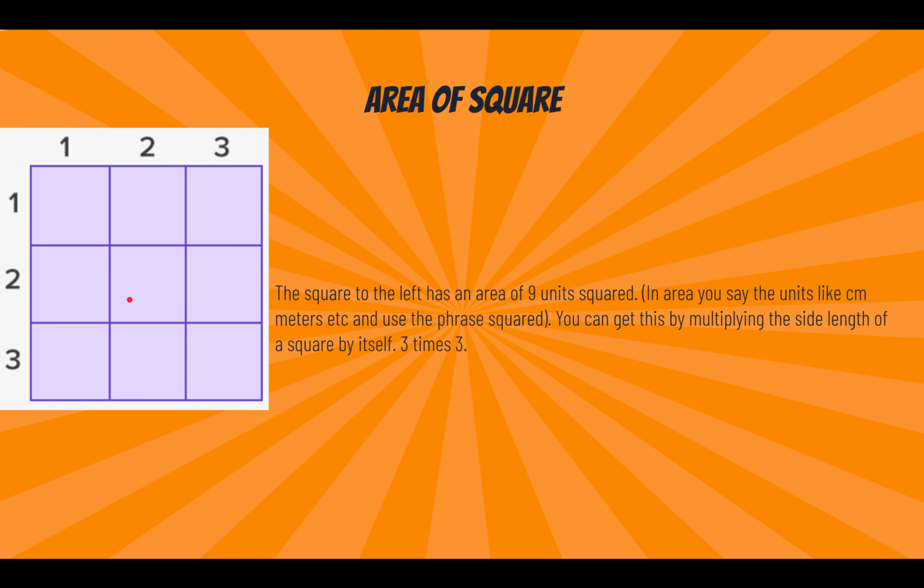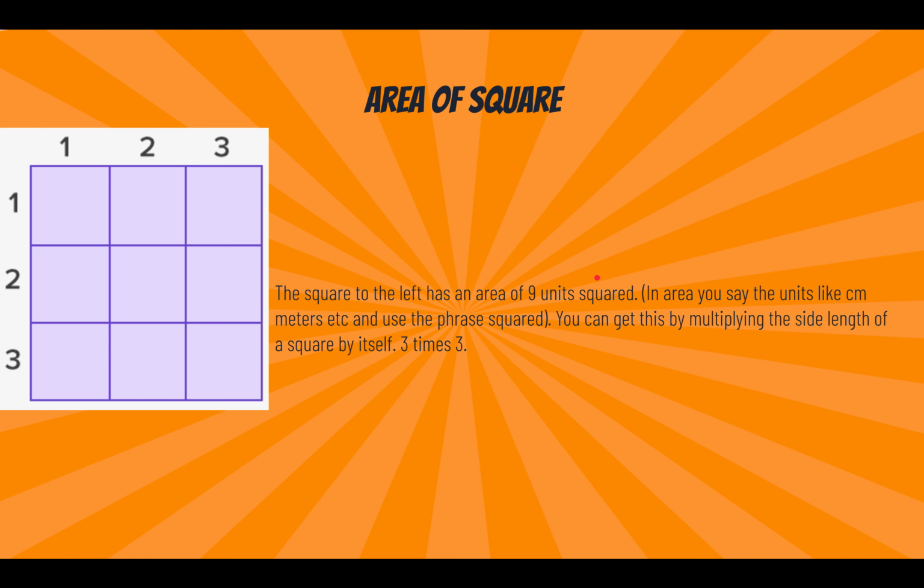Area is the amount of space inside the shape. So this is a square. This entire thing is a square, and it's a 3 by 3 square, meaning one side is 3, the other side is 3. All sides are 3. It doesn't specify the units here, so you can't just say cm or meters. You have to use the word units. And when you're saying the area of something, you say units squared.